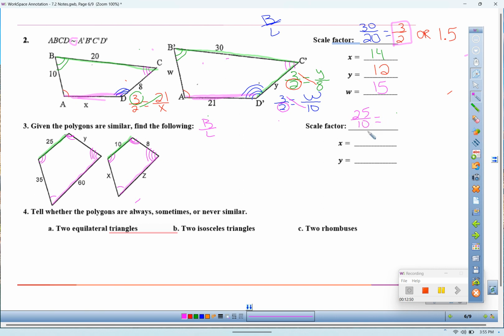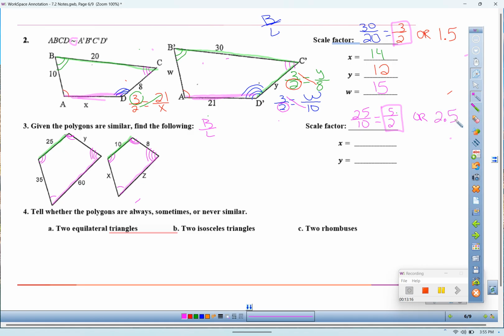Looking at these, I know they can be reduced. I know that 5 goes into both. So this would give me 5 over 2. 5 goes into 25 5 times, 5 goes into 10 2 times. I'll double check it, make sure it can't be reduced anymore. This is my scale factor. Once again, if you want to divide that out, take it one step further, it's 2.5.